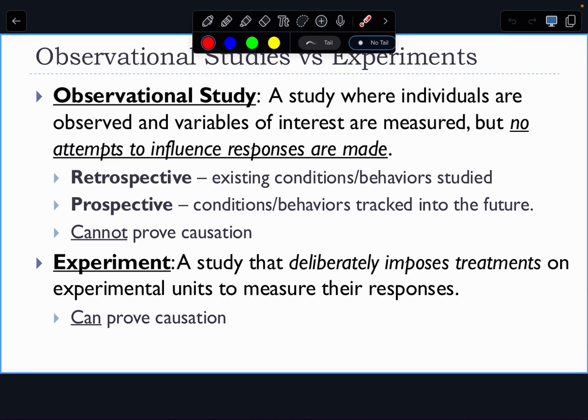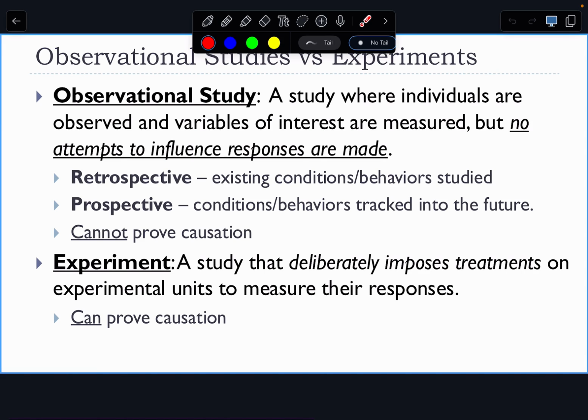In an experiment, and experiments are something we're going to dive a lot more into in the second half of the unit, these are a lot more complex, a lot more involved. So we're just going to introduce the basic idea of them right now. An experiment is a study that deliberately imposes treatments on the experimental units to measure their responses.